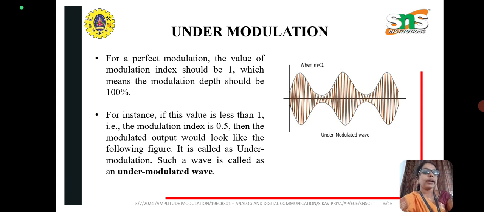And what is under modulation? For perfect modulation, the value of the modulation index should be 1, which means the modulation depth should be 100%. If the value is less than 1, for example if the modulation index is 0.5, then the modulated output would look like the figure I have represented in this diagram. We call this under modulation, and the wave an under modulated wave.